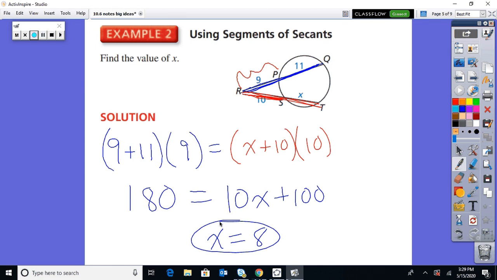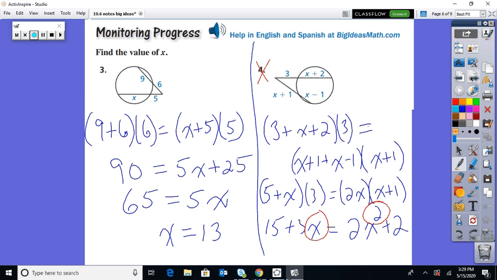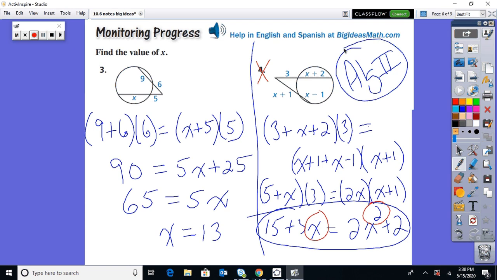And now try your monitor progress. Pause. All right. So in this one, we'll see what I was talking about earlier. Number 3 was easy. 9 plus 6 times 6 equals x plus 5 times 5. Solve it. But now number 4, you work yourself into a quadratic. And again, this is stuff I'm going to leave you with for Algebra 2 in the fall.